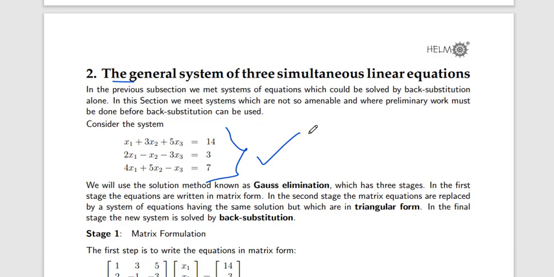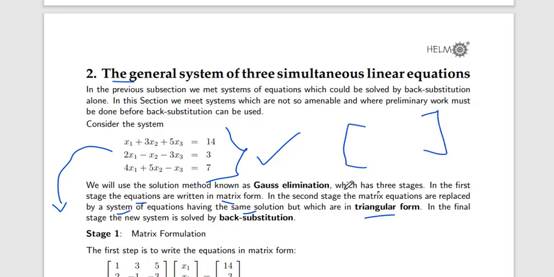So we solve this linear equation with matrices, using a method known as Gauss elimination, which has three stages. In the first stage, the equations are written in matrix form. First of all, we convert these equations into matrix form. In the second stage, the matrix equation is replaced by a system of equations having the same solution but in triangle form.